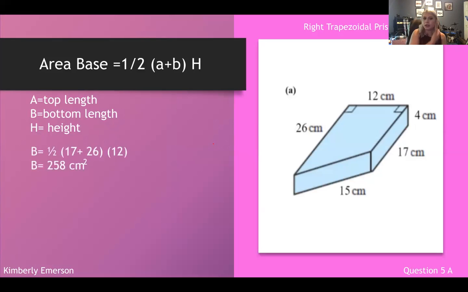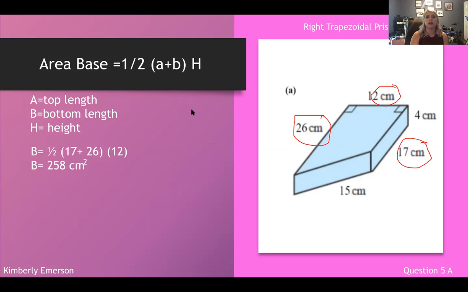So B would equal 1/2 times 17, which is the top length, plus 26, which is the bottom length, because if we were to set that prism up, 17 centimeters would be the top, and 26 centimeters would be our base bottom. And then our height, of course, would be 12. Some may assume this 15 is our height, and it's not because it's slanted. We want the overall height.